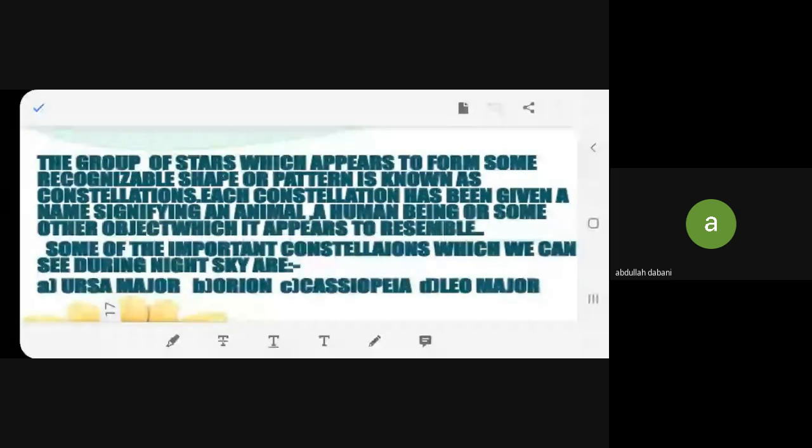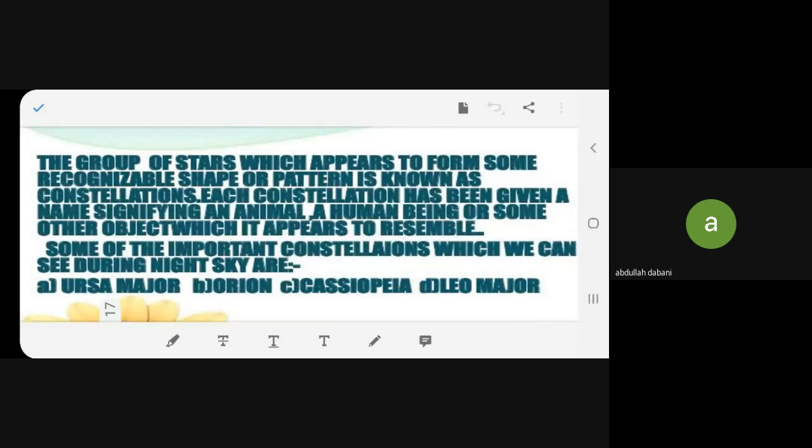Yes, girls. It's a group of stars. Tamanna, can you do better? It's a group of stars which resemble a certain shape. Constellation is what? It's a group of stars which shows a certain shape, maybe of a human, of an animal, or an object. That is called a constellation.